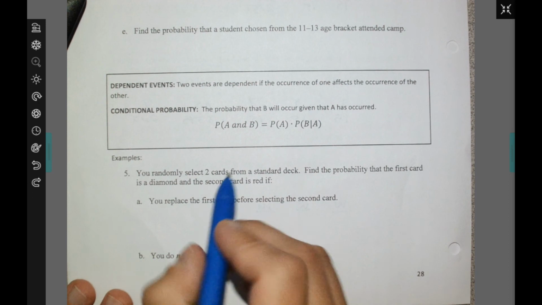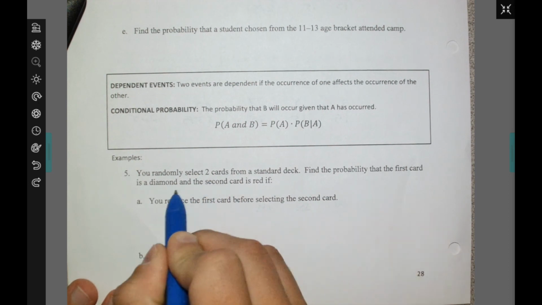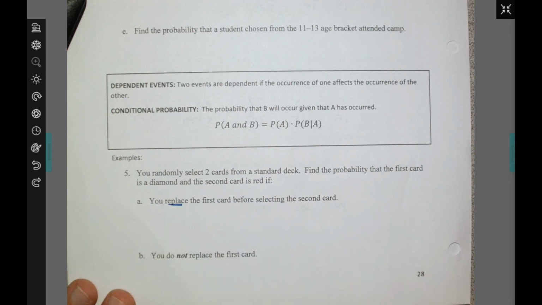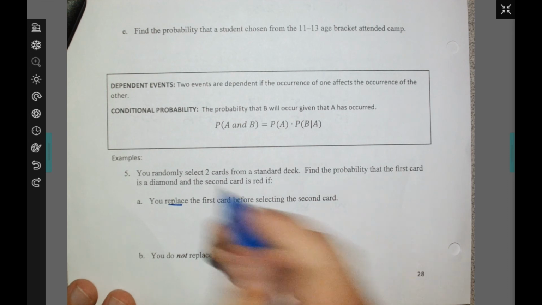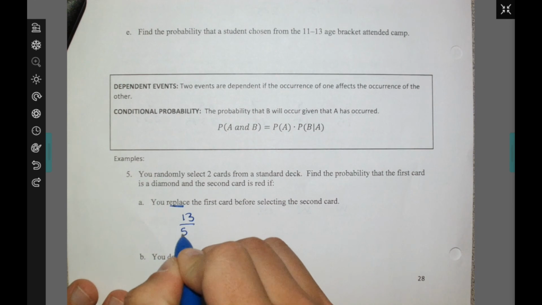So we look at number 5. It says we randomly select 2 cards from a standard deck. Find the probability that the first card is a diamond and the second card is red if we replace. Okay, so that means we're putting the card back in the deck. So for A, probability we get a diamond. There's 13 diamonds in the deck out of 52.